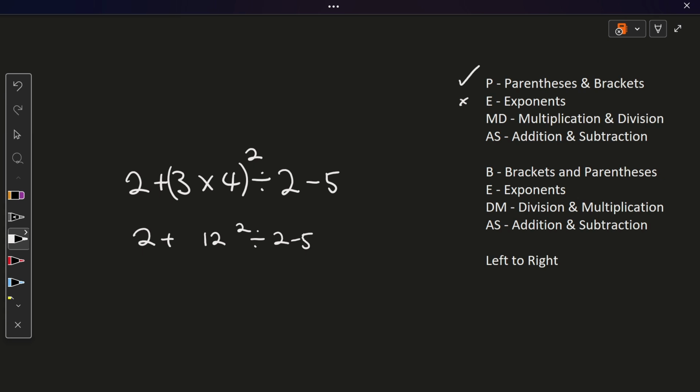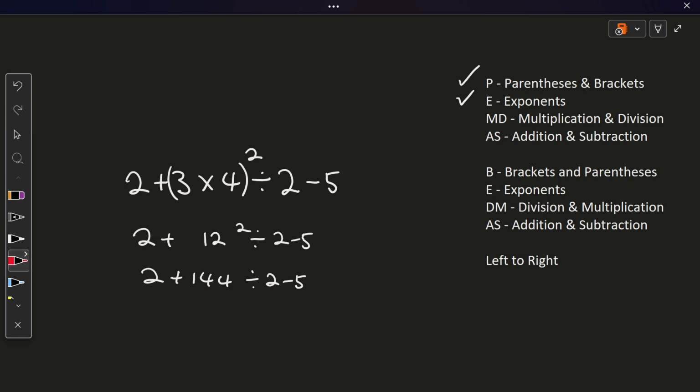Remember that exponentiation is the same as repeated multiplication. 12 to the power of 2 is actually 12 multiplied by 12. And so our new expression looks like this. Now, how about multiplication and division? Do we see any multiplication or division in our expression? Well, there's this division sign here.